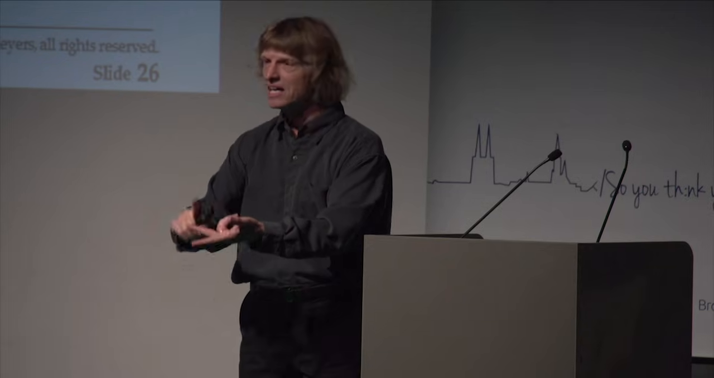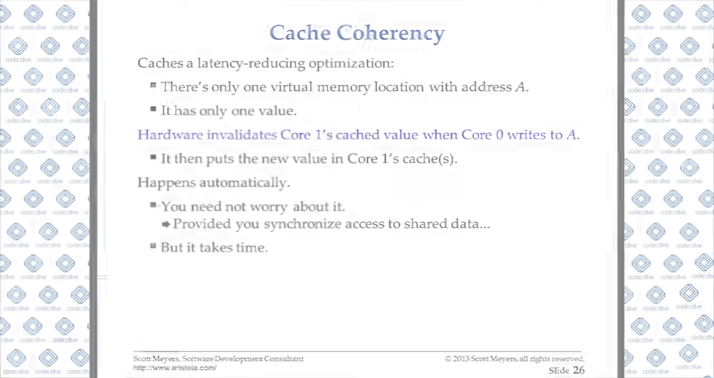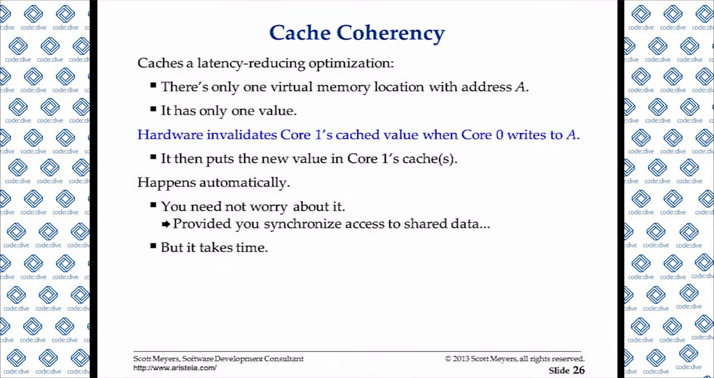That's your programming model. The fact that on the hardware, it could be in main memory, in level 3 cache, in 4 possible copies of level 2 cache, and in 4 possible copies of level 1 cache is not your problem. That's the problem for the hardware designers. And what happens is, the hardware invalidates core 1's cached value when core 0 does the write. It all happens automatically. You don't need to worry about it. Probably.